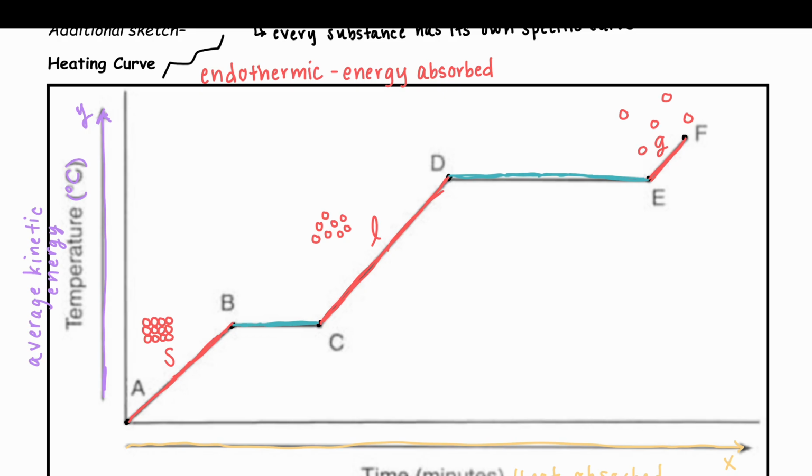Okay. So what are these blue segments, these horizontal lines between those phases of matter? Well, those are going to be your phase changes. Segment B to C represents the transition from a solid to a liquid, which is melting. And then D to E shows the transition of a liquid to a gas, which is evaporation or vaporization.